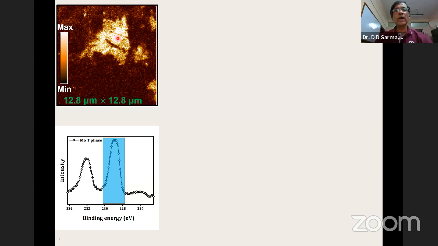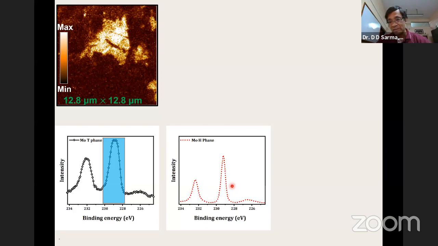And I can put my photon at any point on this. Where do I want to put it? I want to put it at a place where I have the maximum amount of the chemically exfoliated metastable state. How can I figure that out? In order to figure that out, as I have said, this is rather broad. If I compare it with my sharp signal of only the H phase that I've shown you, it's very sharp. So let's overlap these two and see where the difference is coming from.